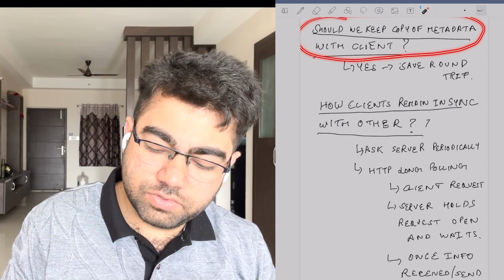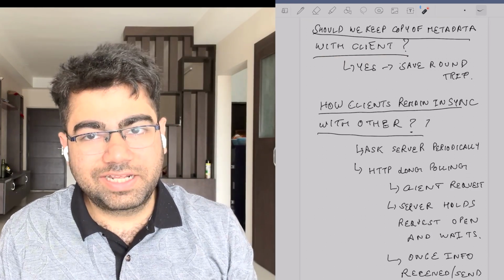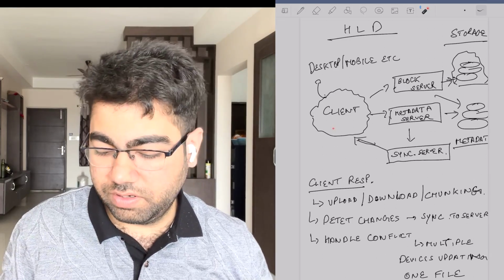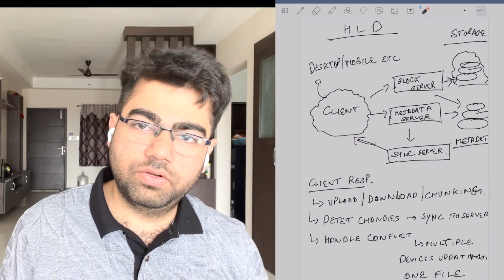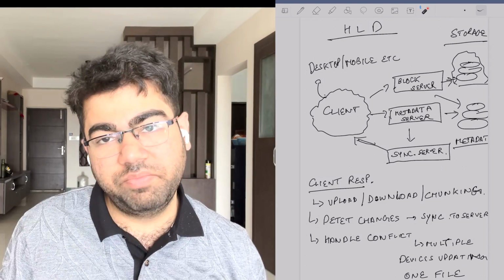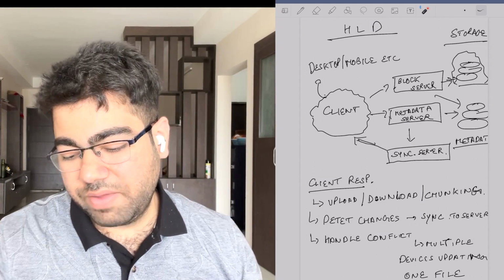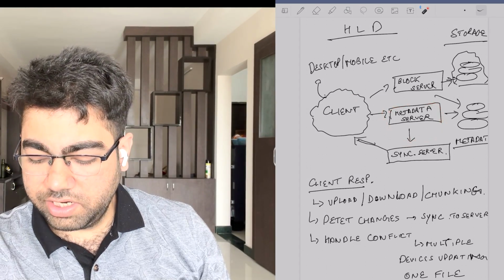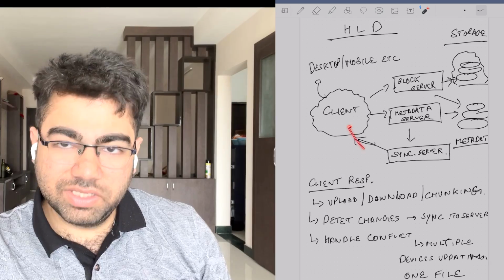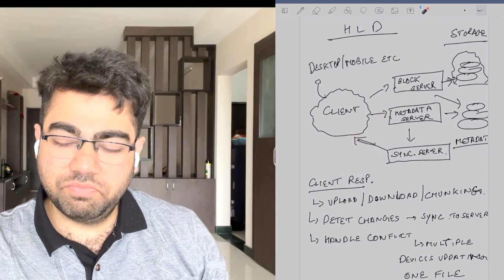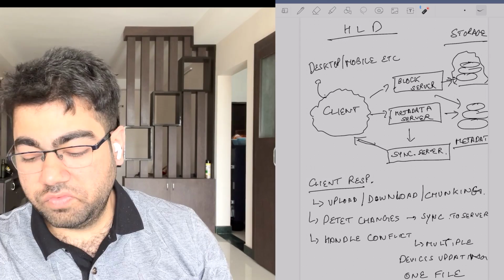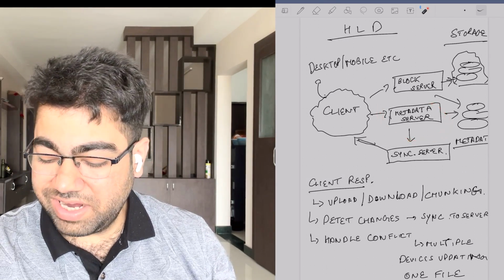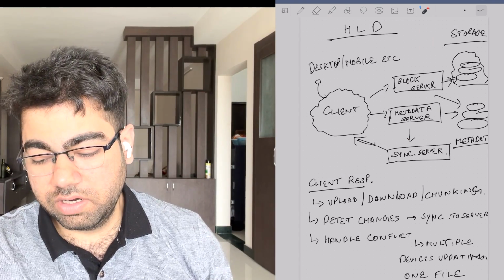Now another question that comes to mind is, should we keep a copy of metadata with the client? Keeping a copy of metadata means that the file metadata for all the files that are there on that particular device, should we keep the metadata about them on the client also? What happens if we don't keep the metadata? Every time a file updates, the client would have to fetch the data from the metadata server and then do an update. So it involves two operations: one is to get the data and then update the data. We want to prevent these two calls and just make it one call.